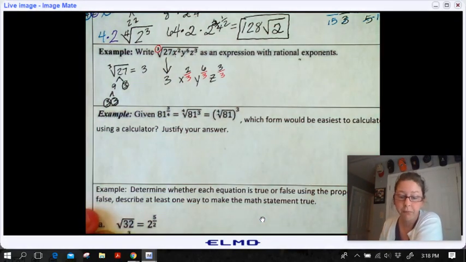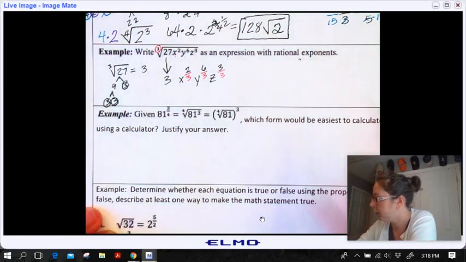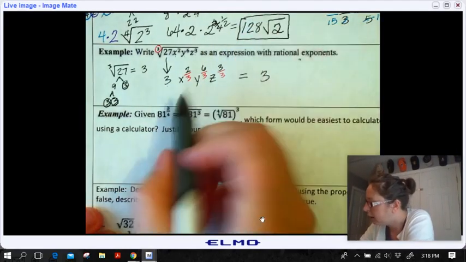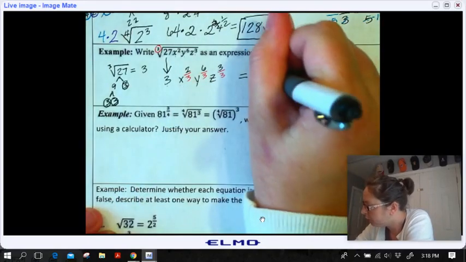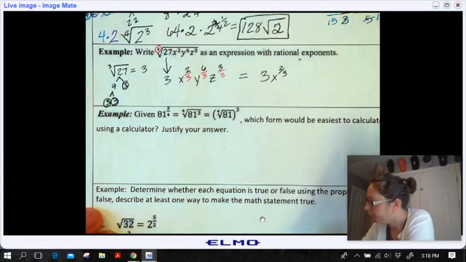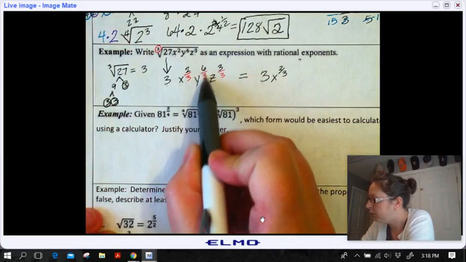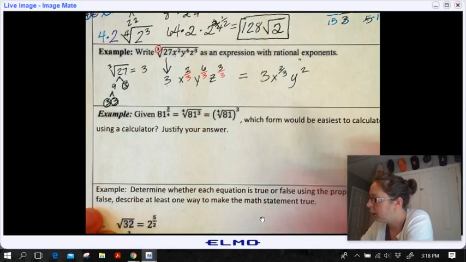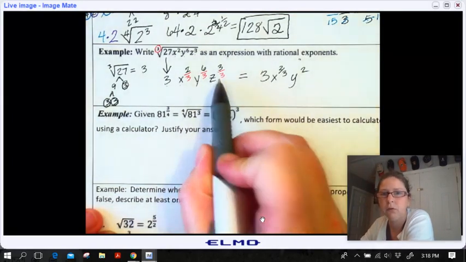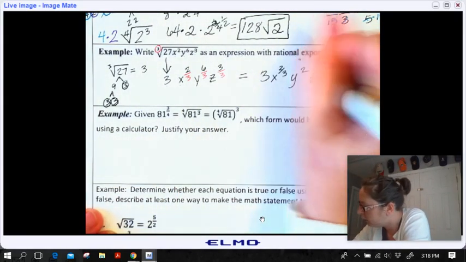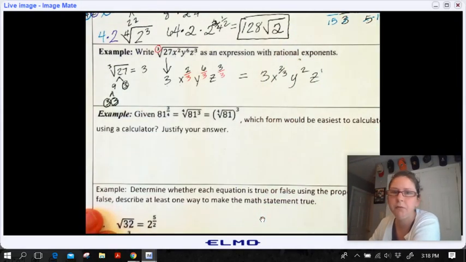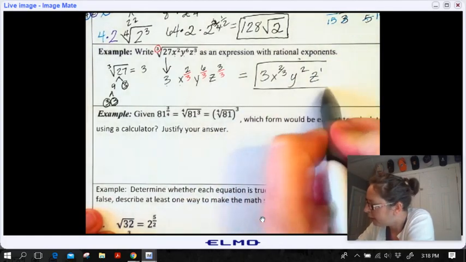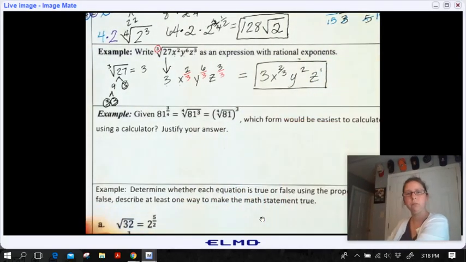And I am ready to simplify and get my final answer, which is 3x to the 2/3, y to the 6/3. Well, 6 divided by 3 is 2. And then I have a z to the 3/3, which is z to the 1st power. You don't have to put that 1 there. And there's my final answer. Okay?